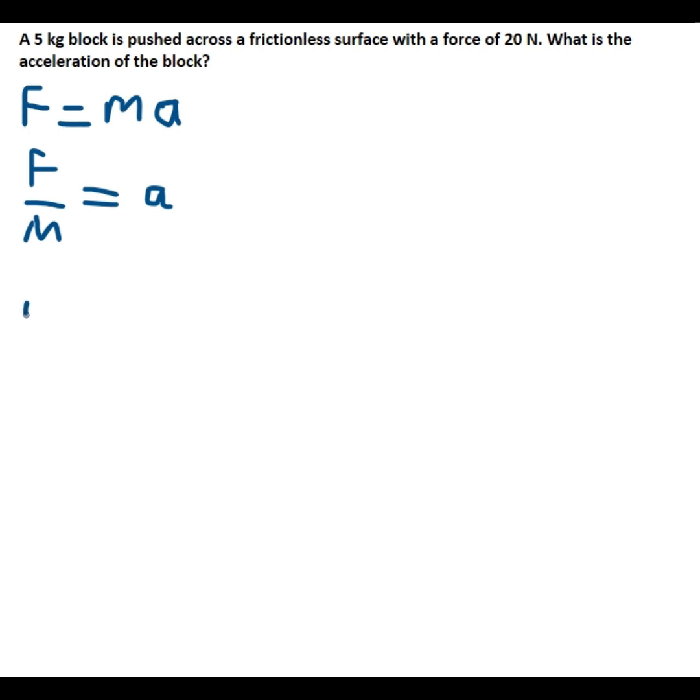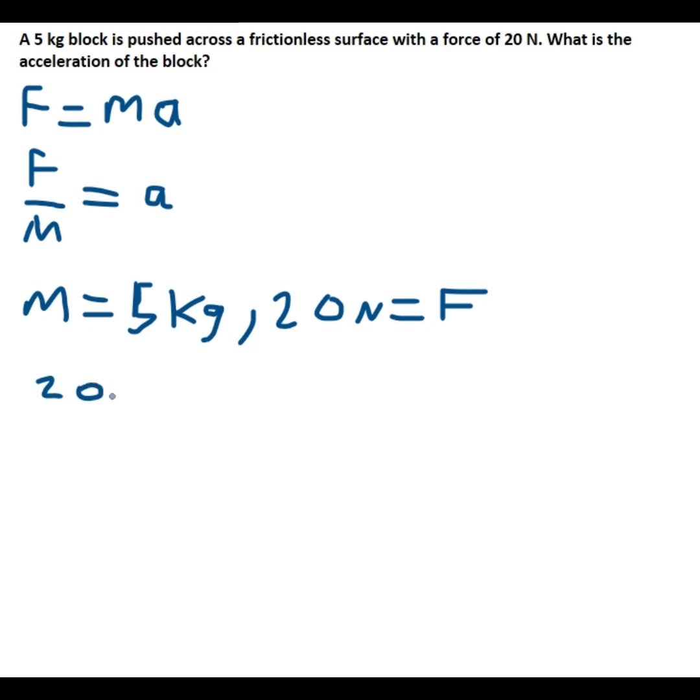Now, we know that the mass is 5 kilograms, and the force is equal to 20 newtons. So if we plug these values in, we get 20 divided by 5, and these are both in their standard units, which will give us acceleration is equal to 4 meters a second squared, because it's in the standard units.